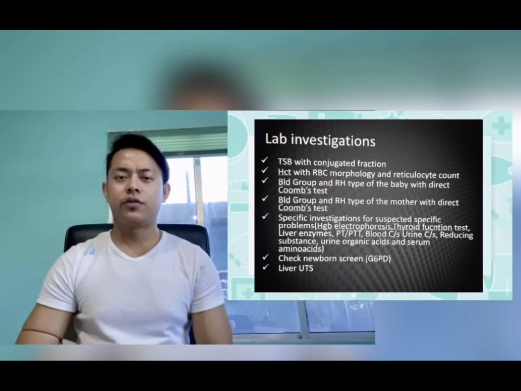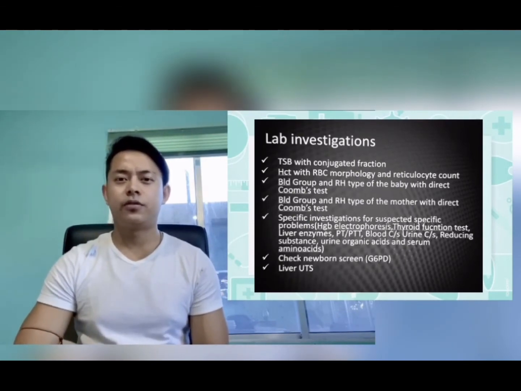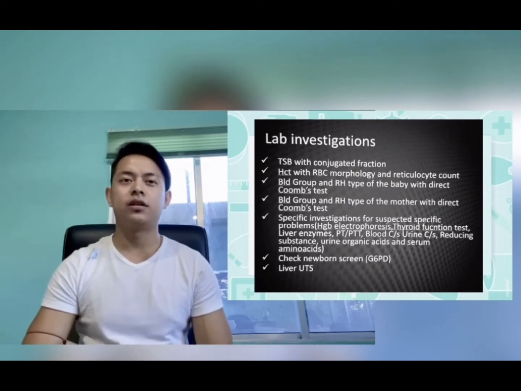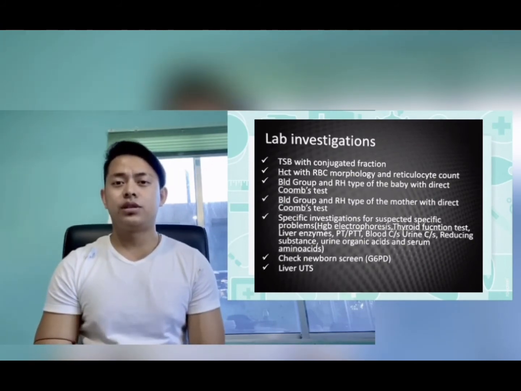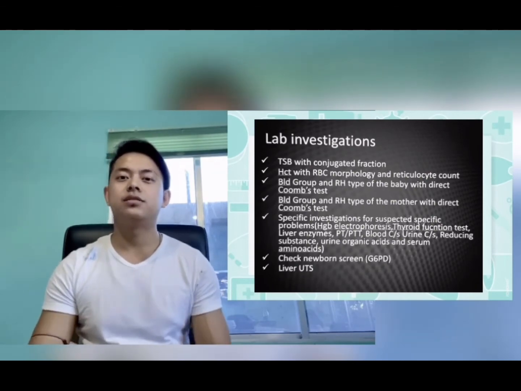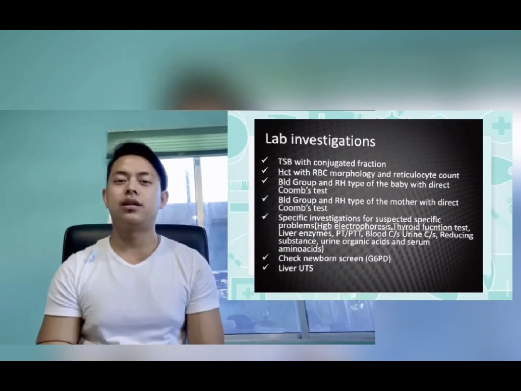And here is the lab investigation. Firstly, we have to check for the total serum bilirubin with conjugated fraction. Then we have to check for hematocrit with RBC morphology and reticulocyte count. Next, we have to check for the blood group and Rh type of the baby with direct Coombs test. Then we have to check for the blood group and Rh type of the mother with indirect Coombs test.